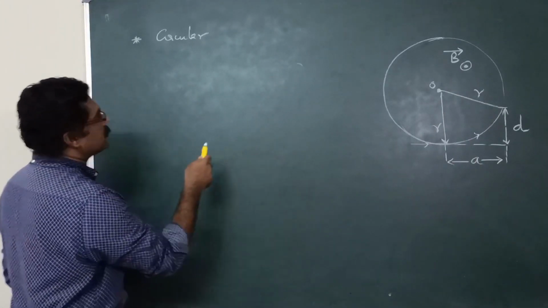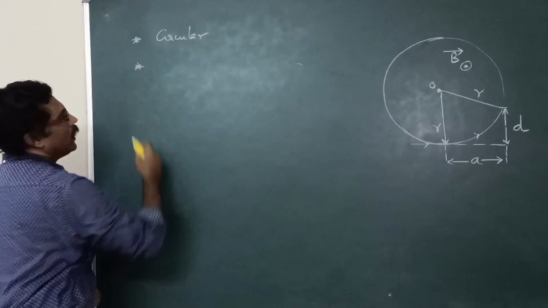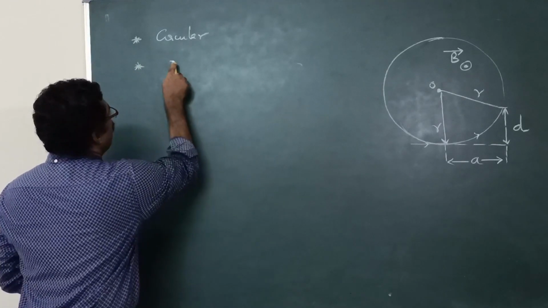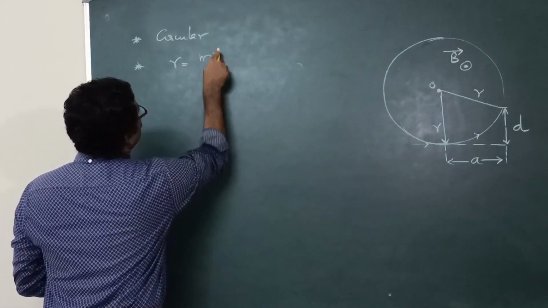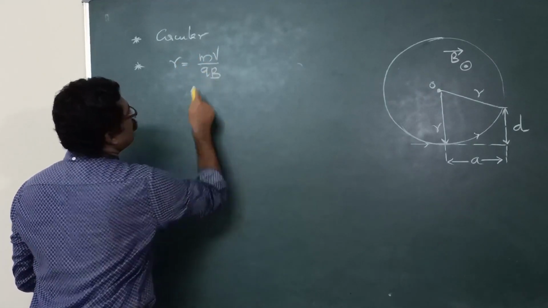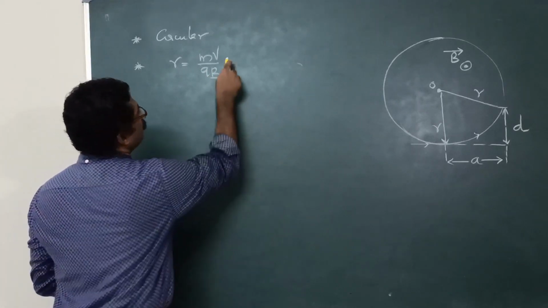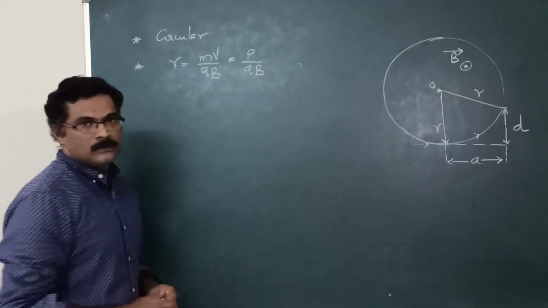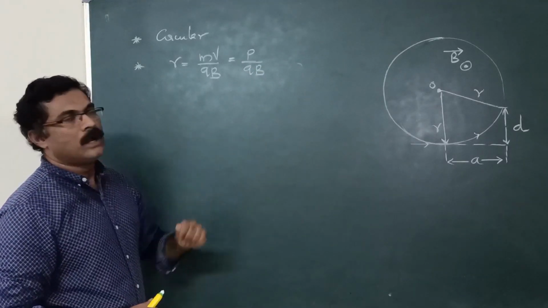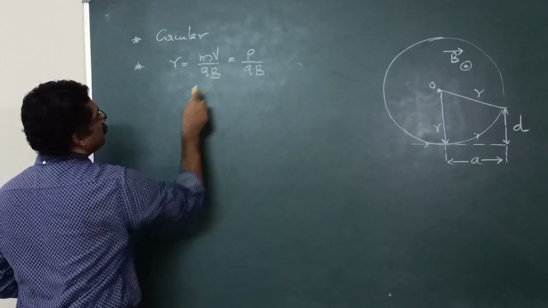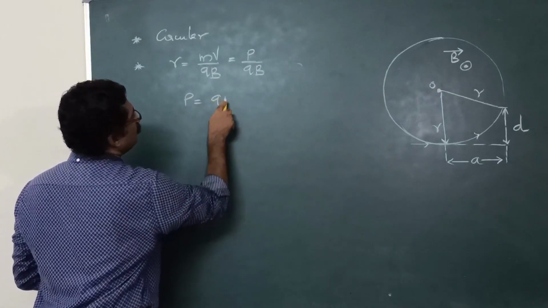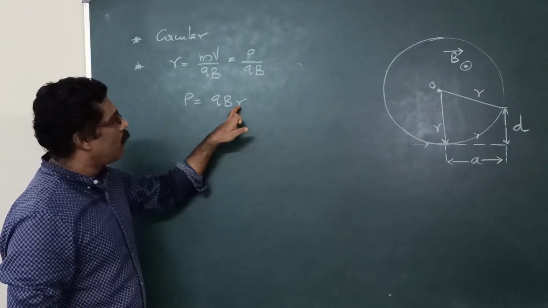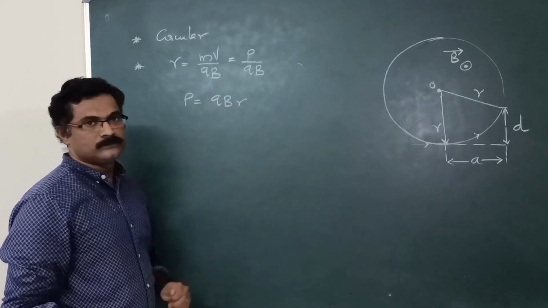The second point is, what is the equation for the radius of the circular path? r equals mv divided by qB. What is mv there? Momentum. So r equals p divided by qB. Now we want to find the momentum of the charged particle. So p is equal to qB into r. To get the answer, you have to find the radius r.